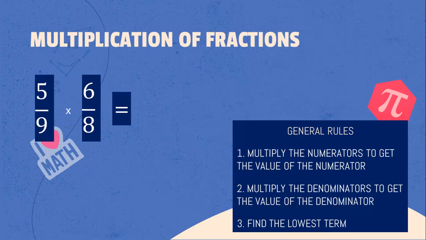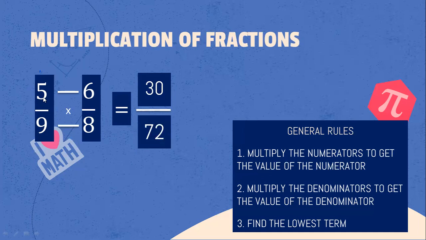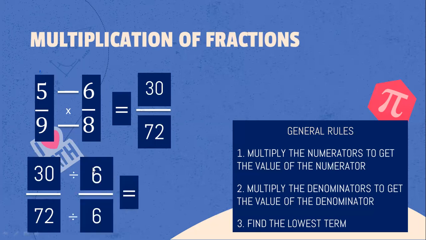Okay, let's try to apply the rules in multiplication of fractions. The first one, multiply the numerators to get the numerator. 5 times 6, that is 30. Then multiply the denominators. 9 multiplied by 8, that is 72. The next one, find the lowest term. I think 30 and 72 have a lowest term because both numbers are divisible by 6. Very good. 30 divided by 6 is 5. 72 divided by 6 is 12.